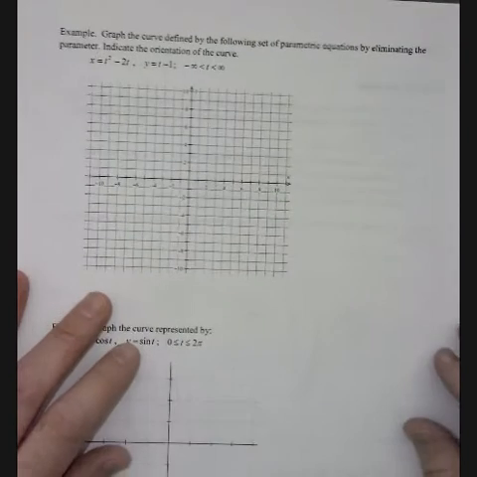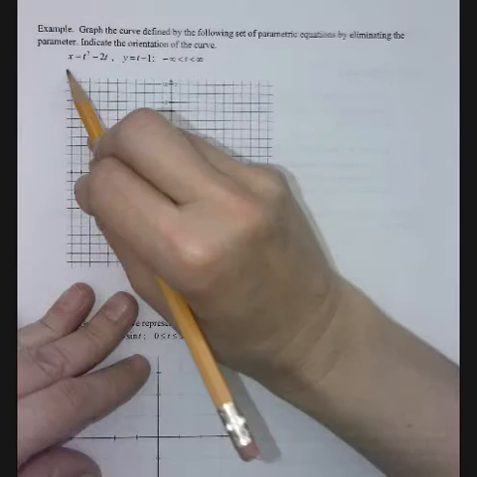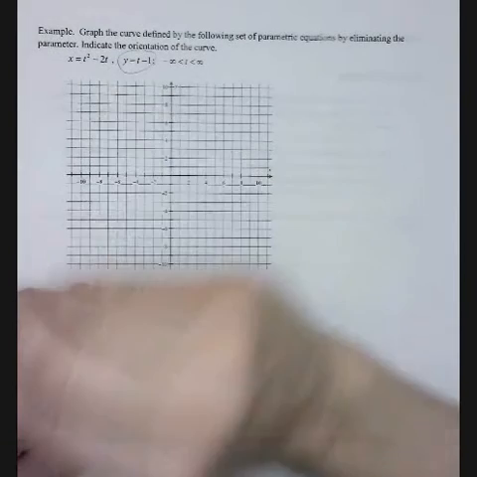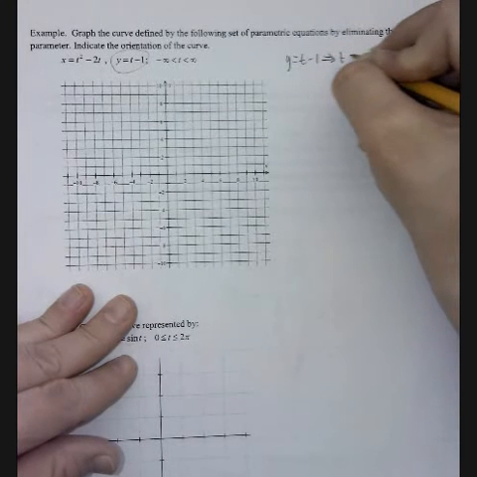All right, the next problem, here we have another set of parametric equations. This one is asking us just to eliminate the parameter and indicate the orientation of the curve. So clearly, this is the easier equation to solve for t. This would be a challenge. So y equals t minus 1 implies that t equals y plus 1.